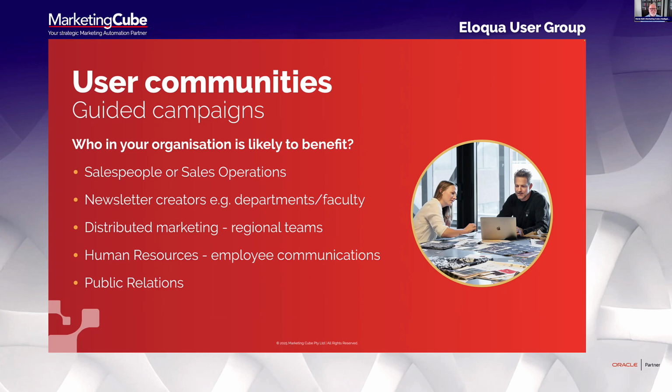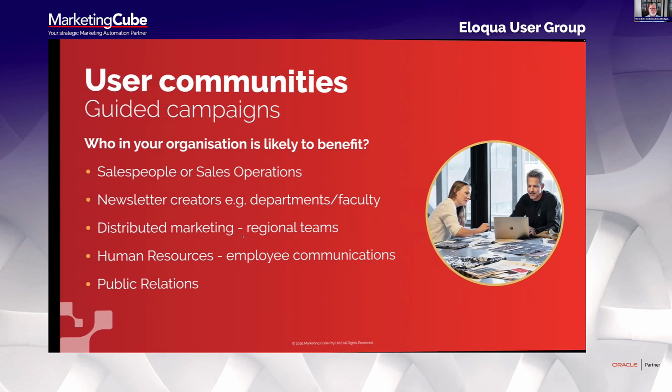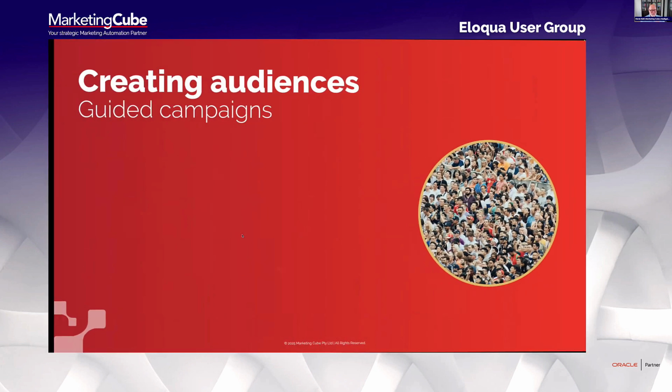So pushing out press releases to predefined bodies, whether it's to journalists or whoever it may be. PR teams could potentially also benefit from something like guided campaigns, especially when you look at tailoring and locking down different audiences. Maybe you've got different journalists that cover different topics, for instance. All of those things can be factored in. So, first thing, user communities.